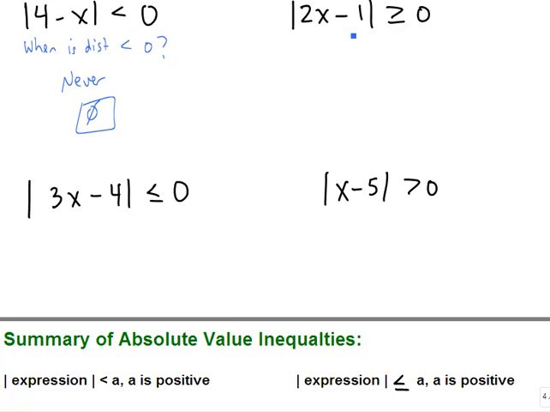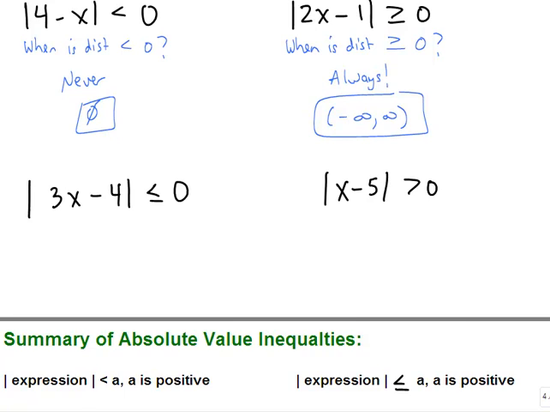If we look at the next example, we're comparing it to 0 again. So this is asking, when is the distance greater than or equal to 0? So when is a distance positive or 0? That's always. Your distance is always a positive number or possibly 0. So if it always works, then x can be any real number.